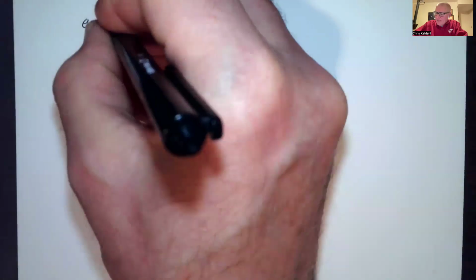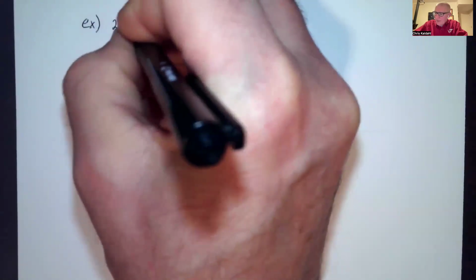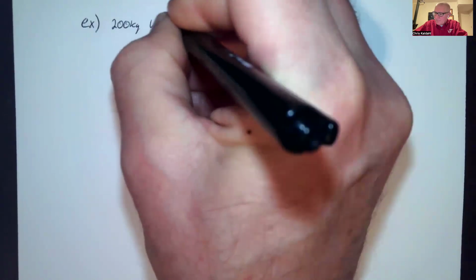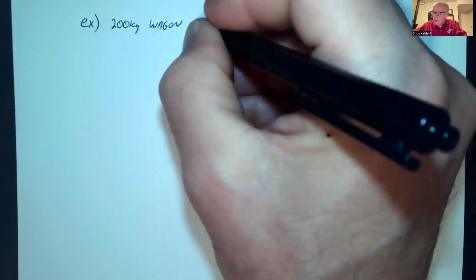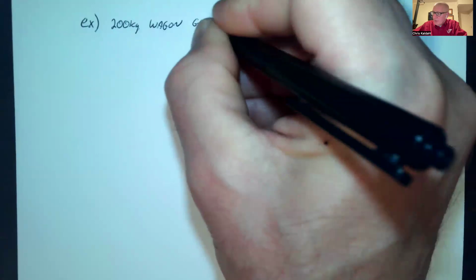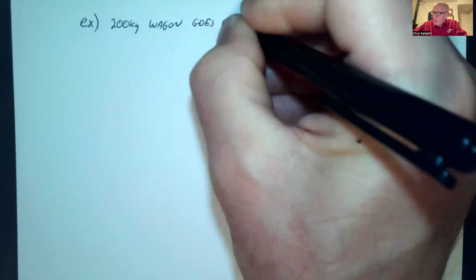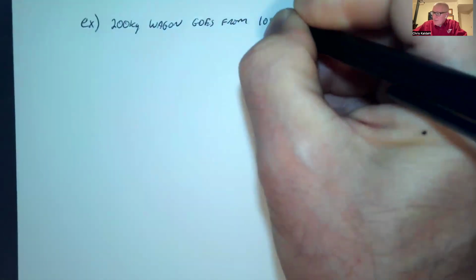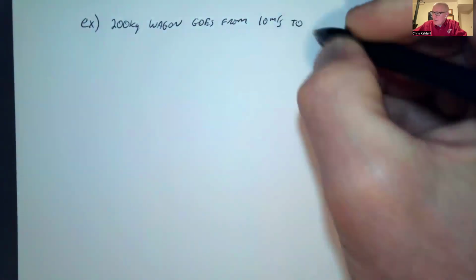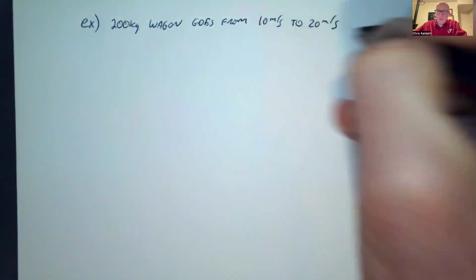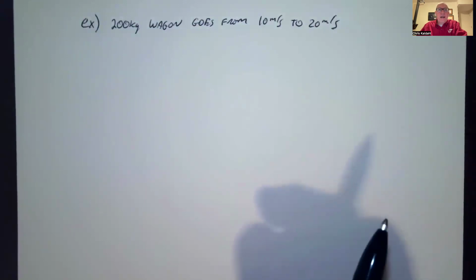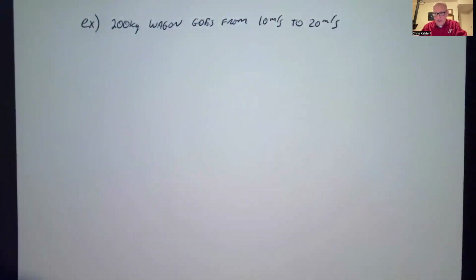Let's say that we have a 200 kilogram wagon that is going to go from 10 meters per second to 20 meters per second. The only way that can happen is if something is pushing it, and it would obviously be gaining energy here. What type of energy? Think about it for a second. It's got motion, so it'd be gaining kinetic energy.